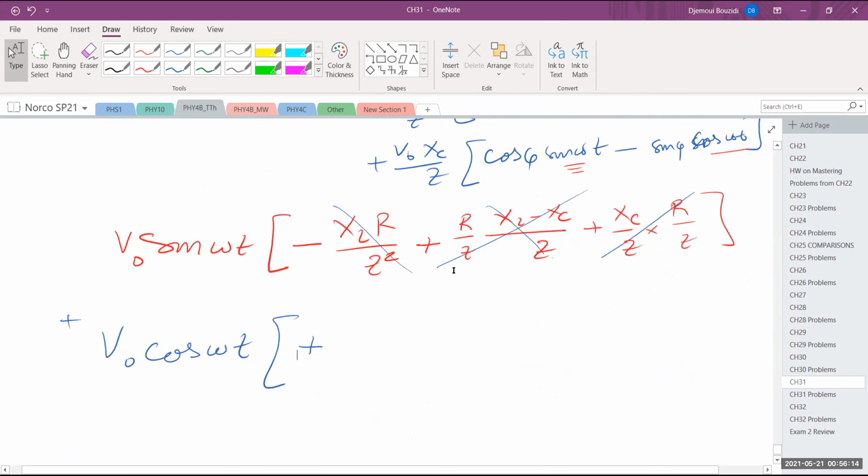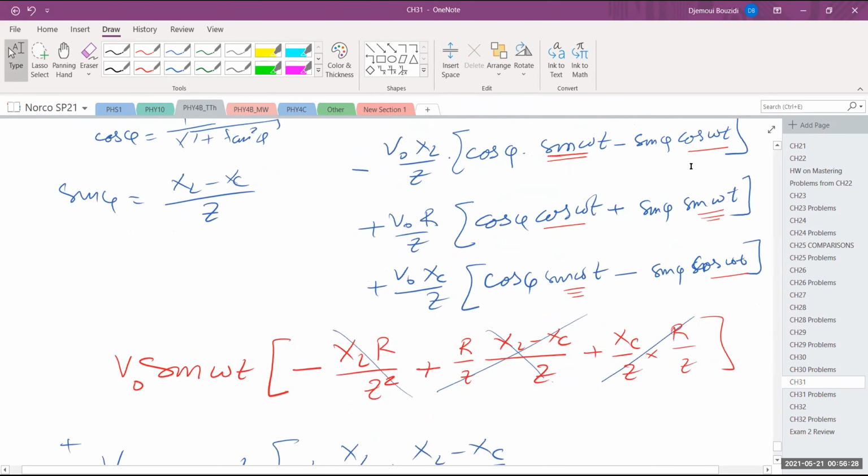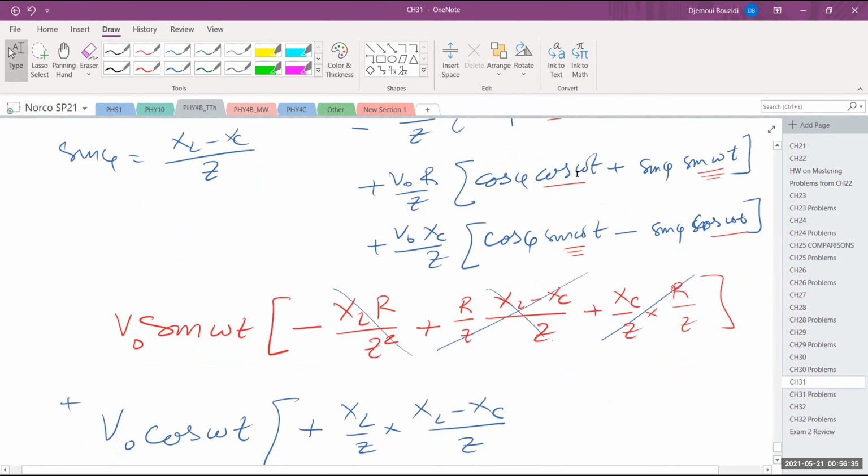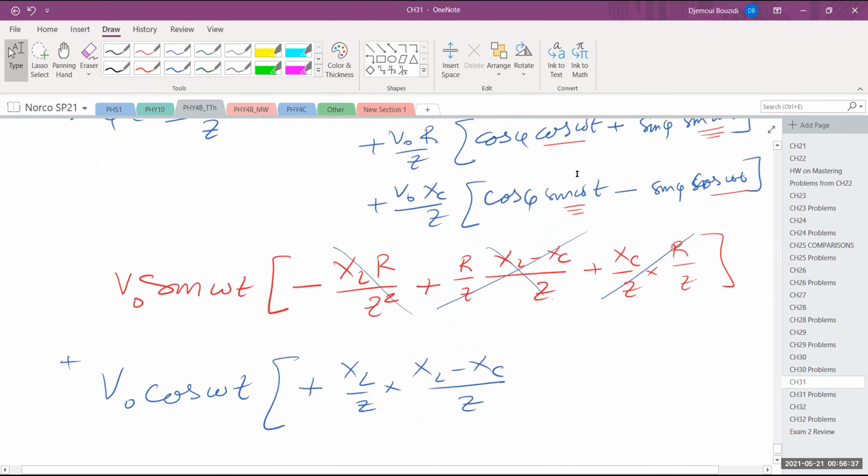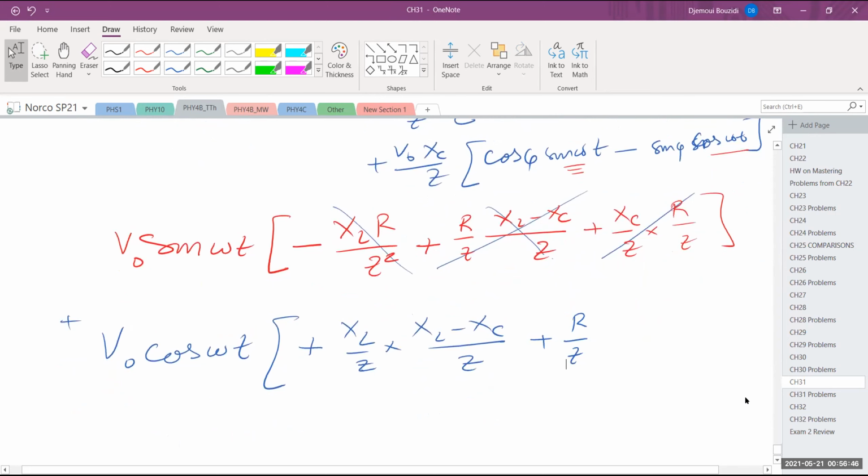XL over Z. Here is XL over Z times sine of phi, and sine of phi is XL minus XC divided by Z. So I took care already of these terms. Plus times a plus. So it's just this term now, because this is the cosine omega t that I need. So plus R over Z times cosine of phi. And cosine of phi is also R over Z. So this is R over Z times R over Z.